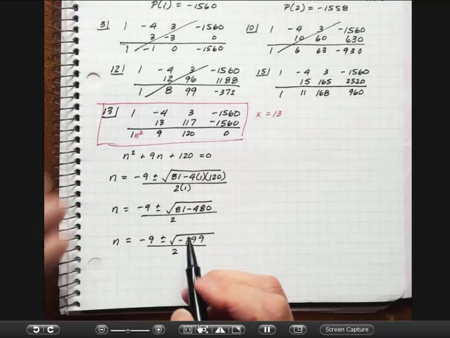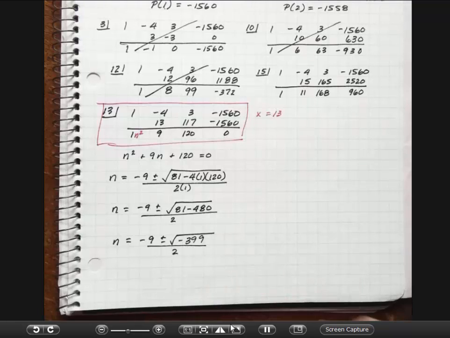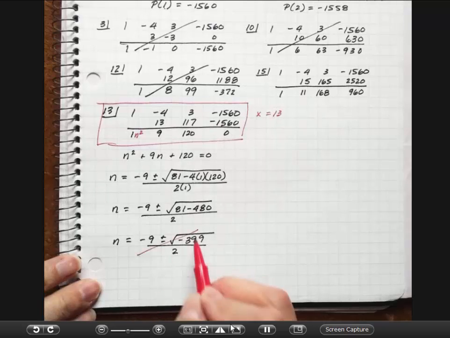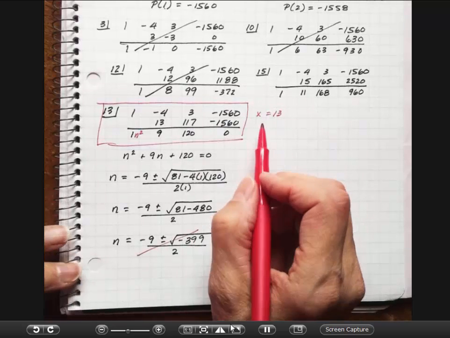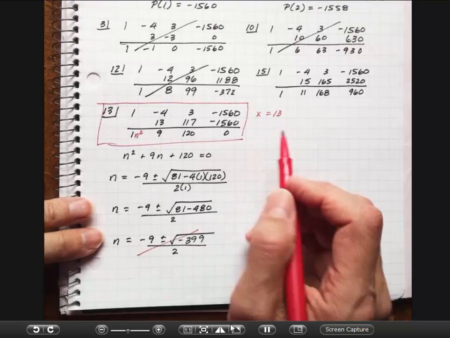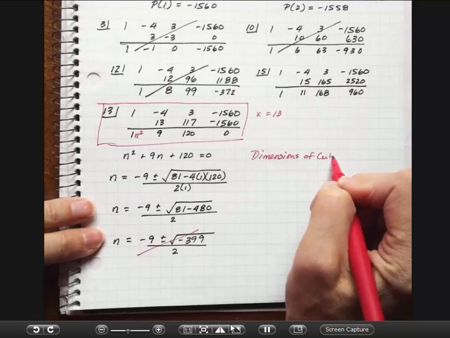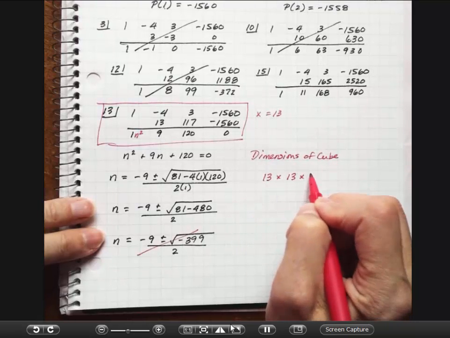So when I see this negative underneath the radical, I know that we're talking about an imaginary 0. We can't have imaginary sides of a cube, so this is not going to make any sense. We don't have to worry about any other zeros. They're imaginary. So the only 0 that actually works for this particular problem is x is equal to 13. And so the dimensions of the cube are 13 by 13 by 13 inches.